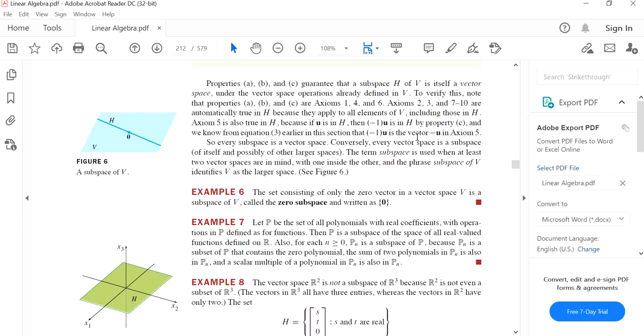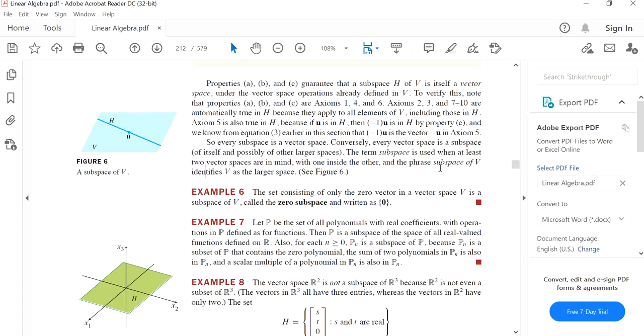Conversely, every vector space is a subspace of itself and possibly of other larger subspaces. Let's say if you have a vector space and you take all those elements and make an exact copy, then you can say that this is a subset of that set, right? We aren't really dealing with proper and improper subsets. So every vector space is a subspace of itself and possibly of some larger spaces as well.